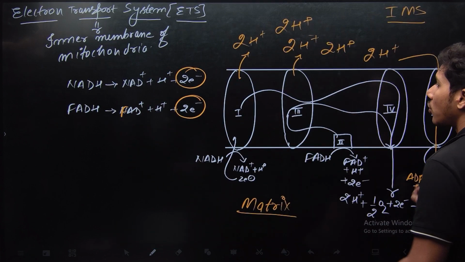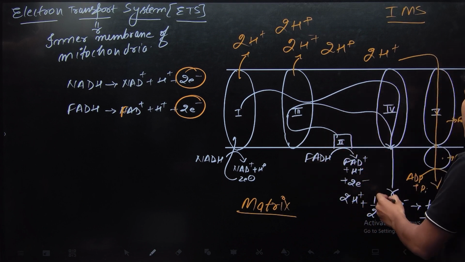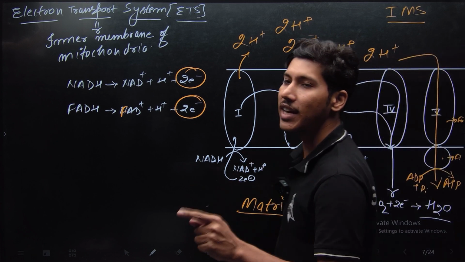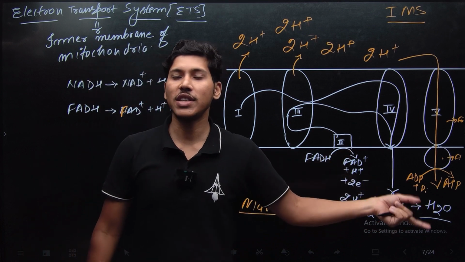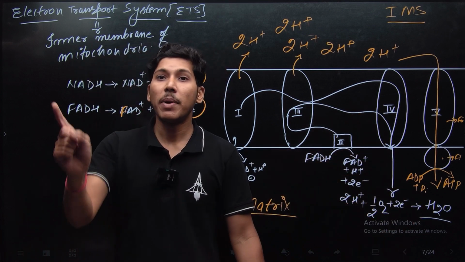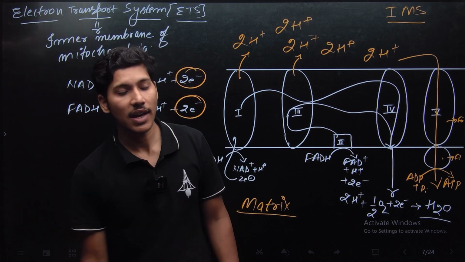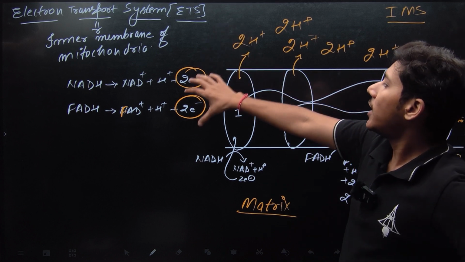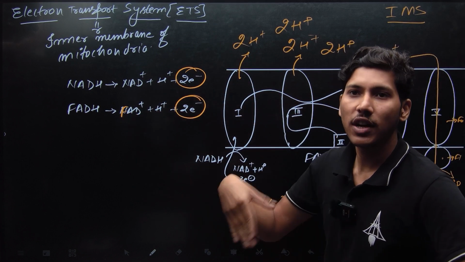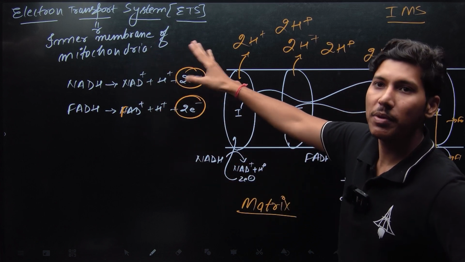Now, the electrons which are moving in this system are finally accepted by what? By oxygen to produce water molecules. So the final electron acceptor in case of respiration is oxygen, which accepts electrons to produce water. But in case of photosynthesis, it was NADP, which produces NADPH. So likewise, the energy stored in NADH and FADH is converted into ATP equivalents: 3 ATP from NADH and 2 ATP from FADH.